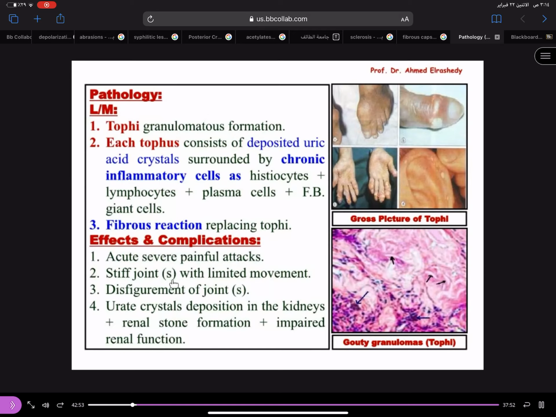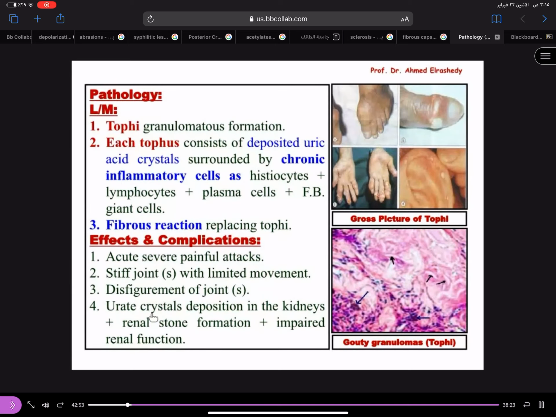The joint will become stiff. Disfigurement means abnormal shape. Okay, figure means the shape, and dis means abnormal. So the joint becomes abnormal in shape. Obviously, if you do not treat and inflammation goes on, the joint shape will become abnormal. So this is called disfigurement. Okay, abnormal shape.